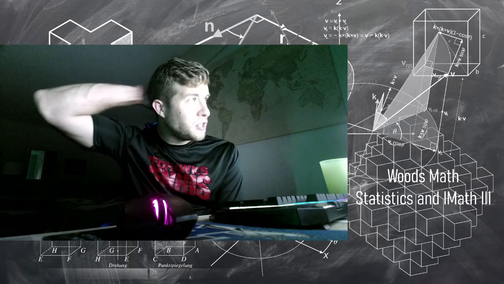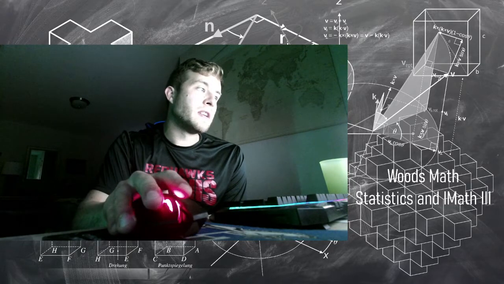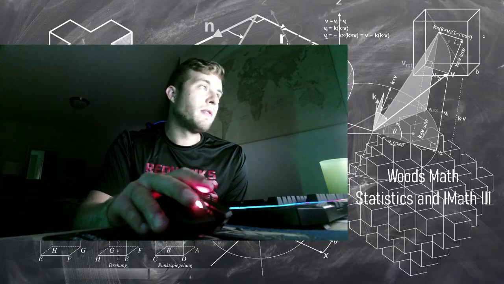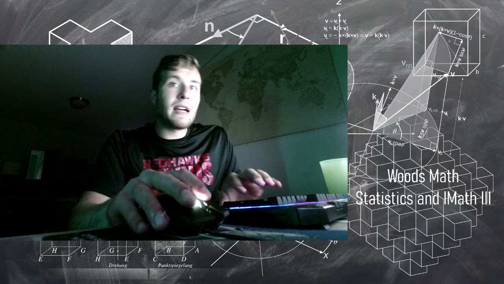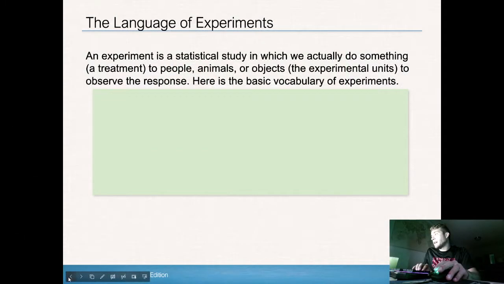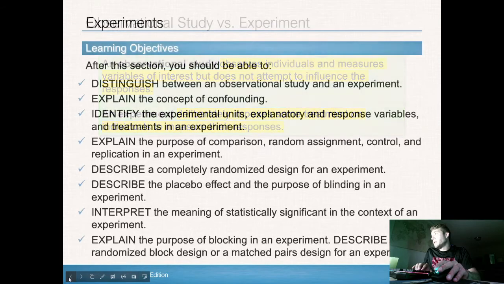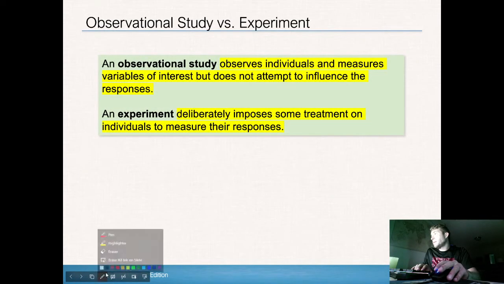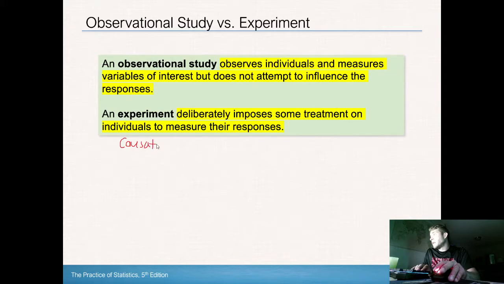Okay, now there's an issue with observational studies versus experiments. So let's go back to our slide here. Let me back it up. Go back to this. So in an experiment, we're able to show what's called causation. I'll add this to your notes here. Causation, which is that cause and effect relationship. You've probably heard of that.